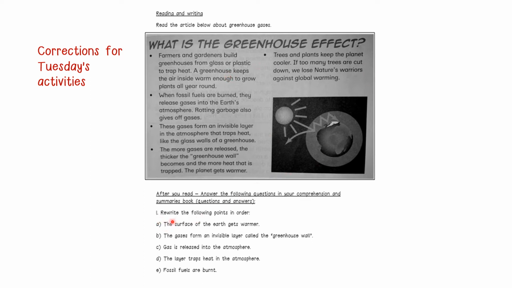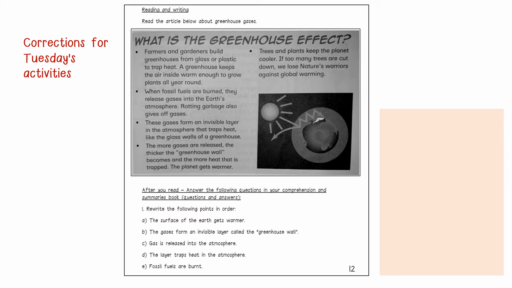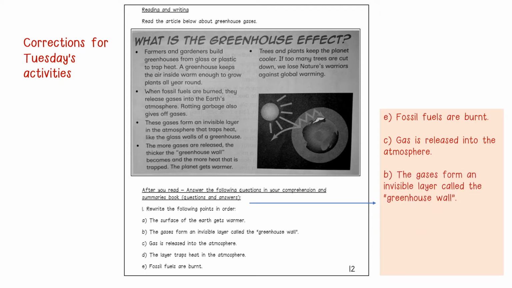Number 1 says, rewrite the following points in order. So you had to arrange these sentences in the correct order. So E goes first, fossil fuels are burnt. Then is C, gas is released into the atmosphere. Then is B, the gases form an invisible layer called the greenhouse wall. Then is D, the layer traps heat in the atmosphere. And lastly, it's A, the surface of the earth gets warmer.